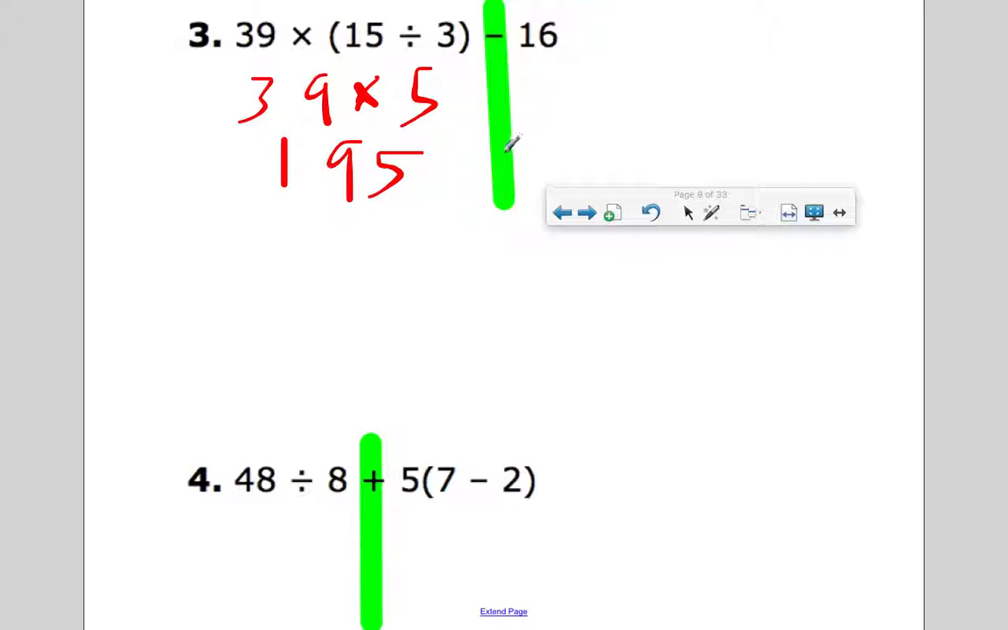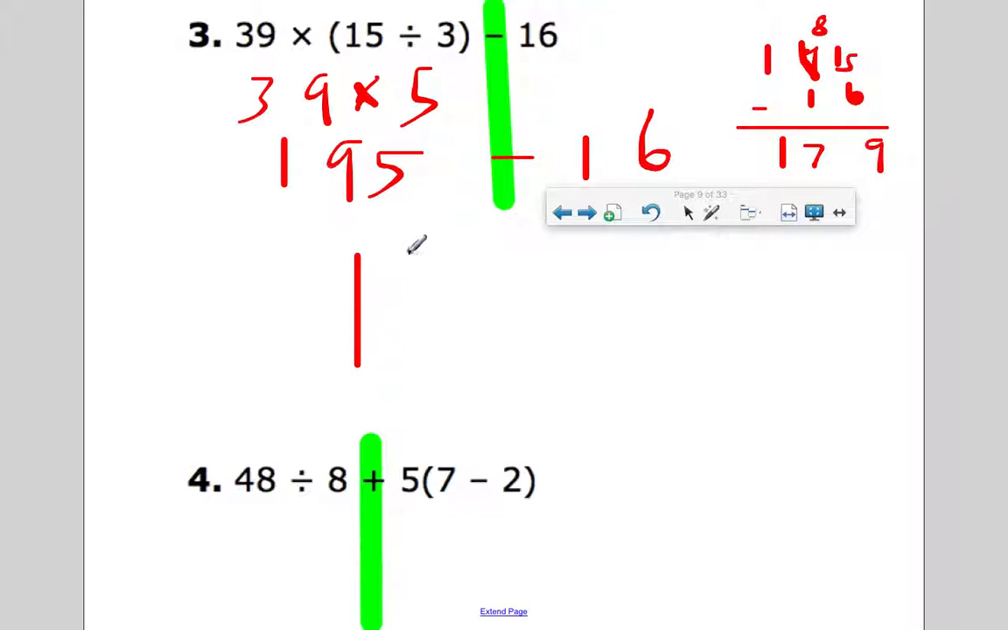Then the right term is 16. They would like you to subtract 16 from 195. If you subtract that, you get a 9 here. This becomes regrouped, that becomes an 8. And that's a 7. And then 1. So it's 179.